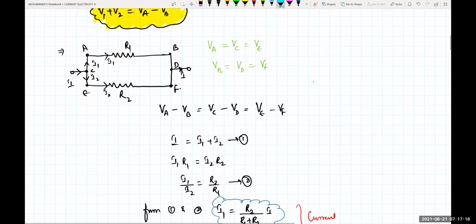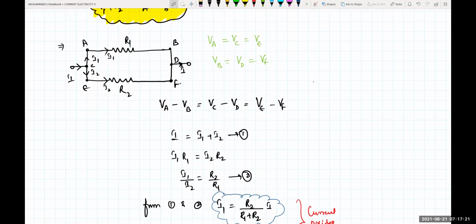So see this question better. This is a closed circuit A, B, and this one is nothing but your E and as well as your F. There is a current coming from here, beta, that is nothing but equal to I ampere. The moment it reaches junction C, it will get divided into I1 and I2. I1 is going from A to B and I2 is going from E to F.